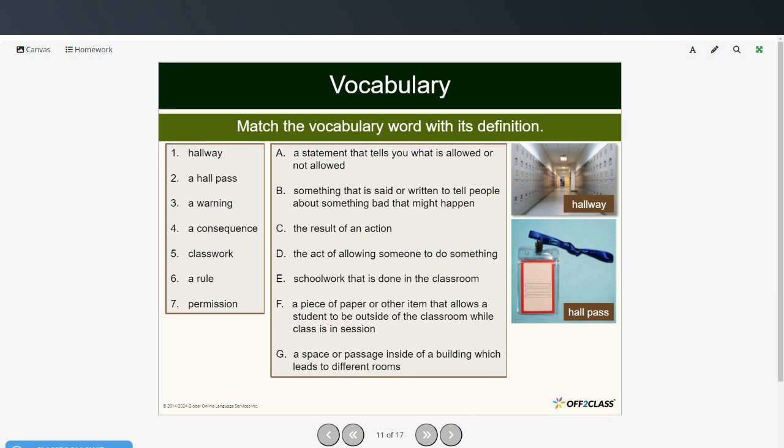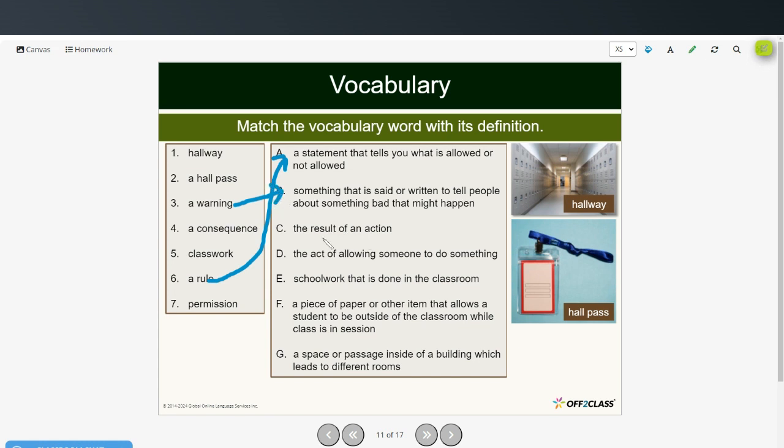All right, now you want to match the vocabulary words to the definitions. Again, try these on your own, write down your answers, and then restart when you're ready to check. So a statement that tells you what is allowed or not allowed, well, that would be a rule. Something that is said or written to tell people about something bad that might happen. Say a warning.